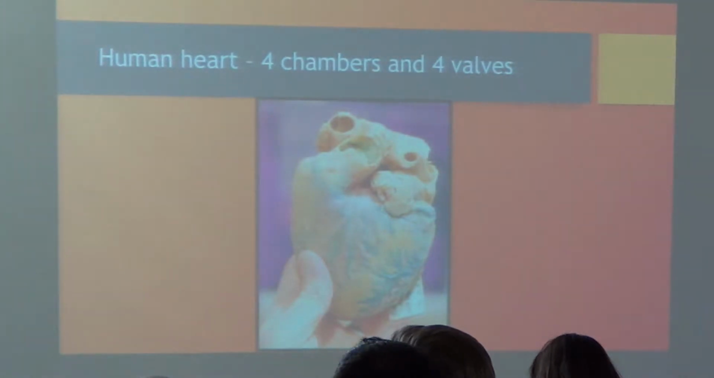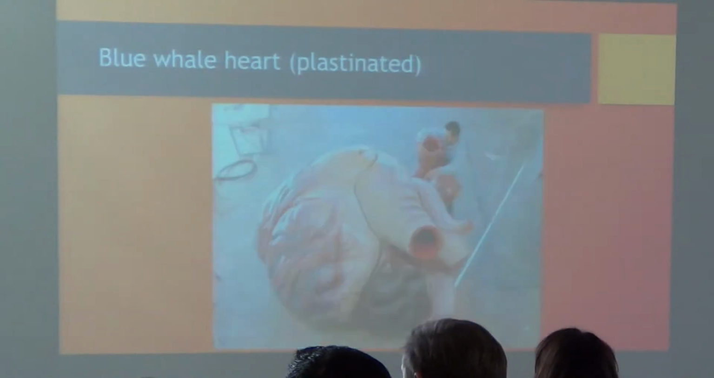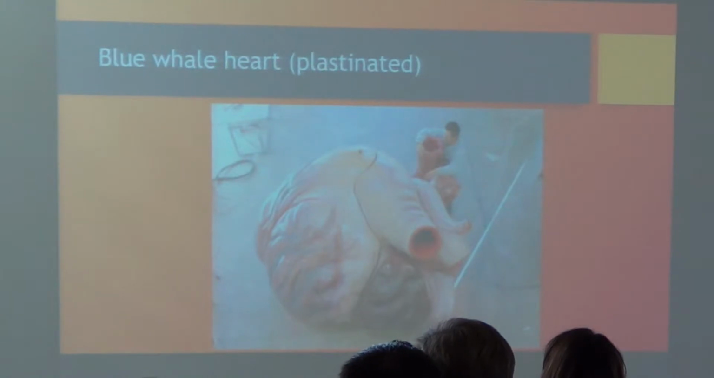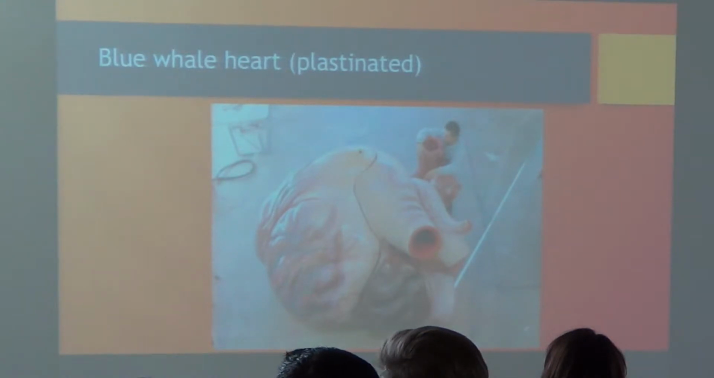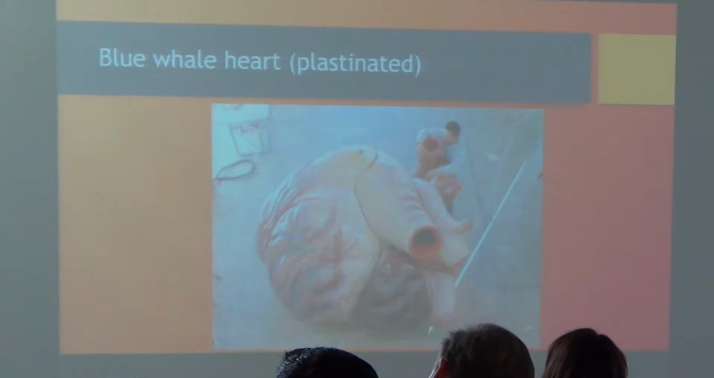So here's a plastinated heart. The heart, again, has 4 chambers, the 2 little ones and the 2 big ones. Here's the blue whale heart, plastinated. That's a real blue whale heart. Kind of a sad story. 9 blue whales got trapped in ice up in Canada and they died. They said those 9 blue whales represented 3% of the wild population. Pretty sad. But they took advantage of it to find out more about the anatomy of the blue whale because not very much was known.